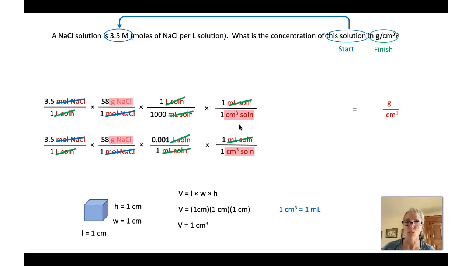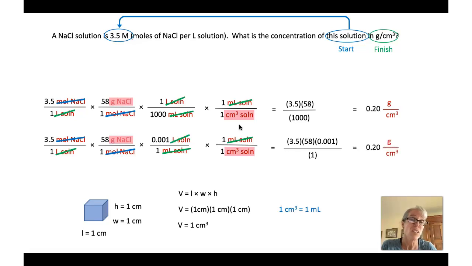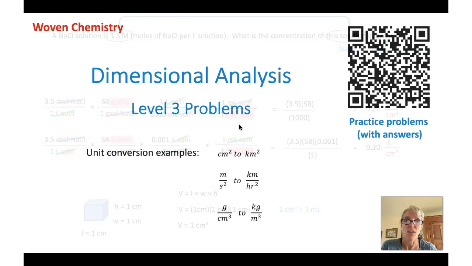Hey, we're all set. We've got grams on the top, centimeters cubed on the bottom. Now all we have to do is get out the calculator. And depending on which way you're going to solve this, we're going to have 3.5 times 58, and then divide it by 1,000, or perhaps multiply it by 0.001. Again, I really encourage you to try these calculations out with your calculator to make sure that you're good at using that tool. When you punch all that in, what you're going to find is we get about 0.2 grams per centimeter cubed. All right, so there we go.